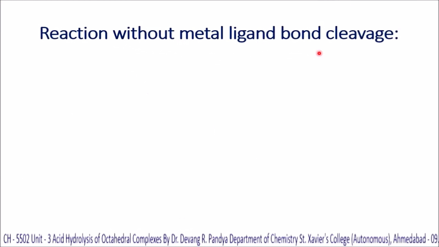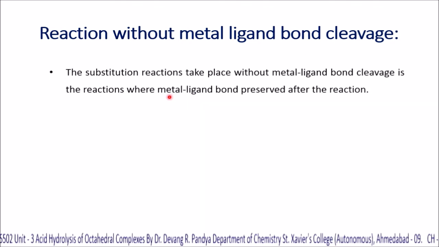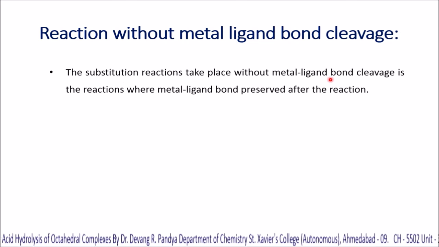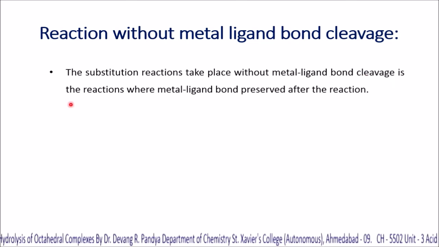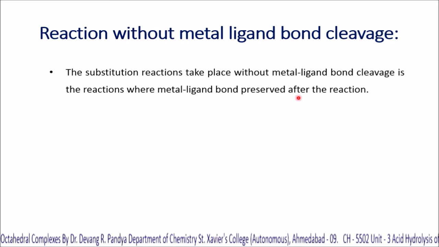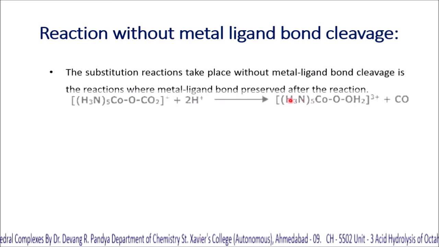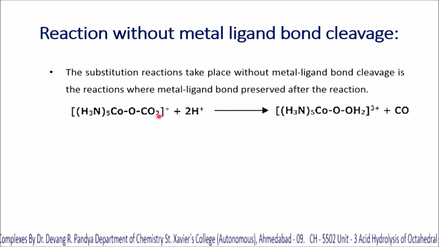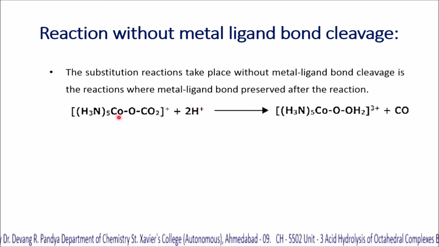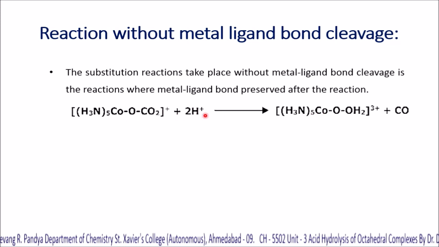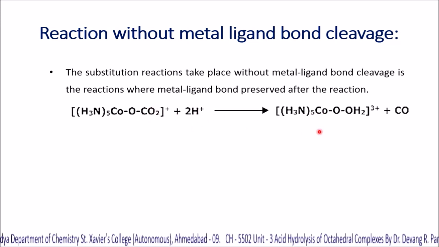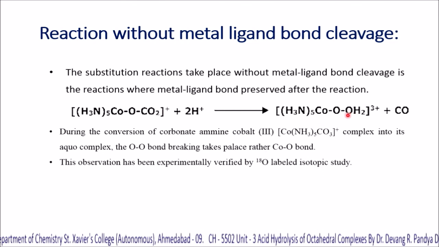Reaction without metal-ligand bond cleavage: the hydrolysis without metal-ligand bond cleavage. The substitution reactions that take place without metal-ligand bond cleavage are reactions where the metal-ligand bond is preserved after the reaction. This is the example for that. The acid is going to substitute one of the carbon dioxide groups from the carbonate complex, and we are going to get the aqua complex.